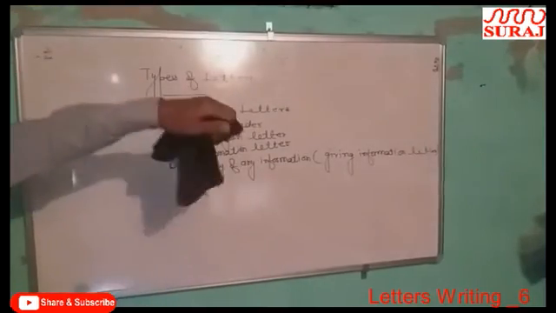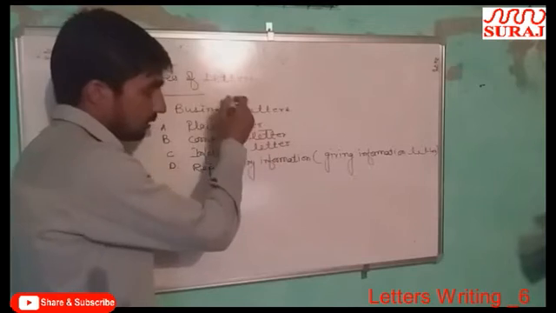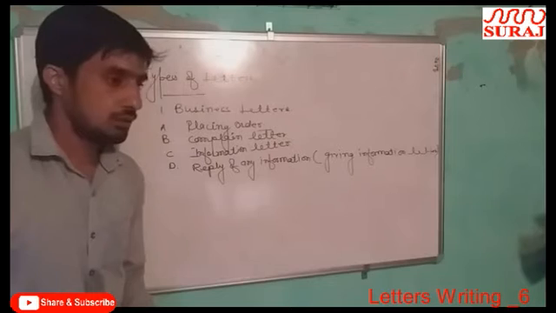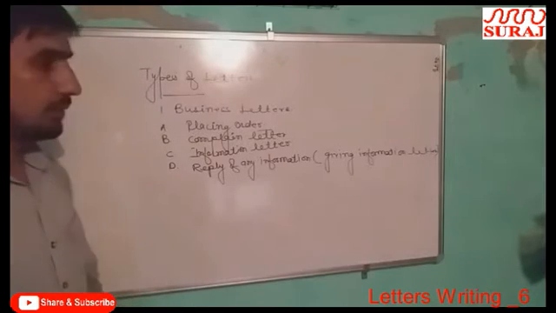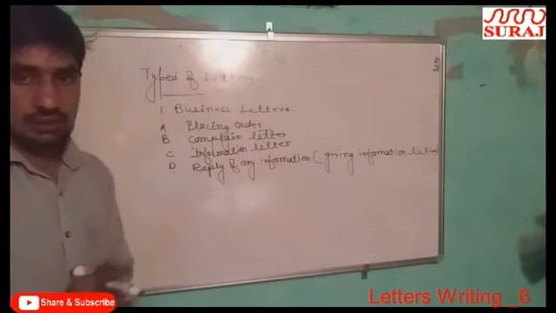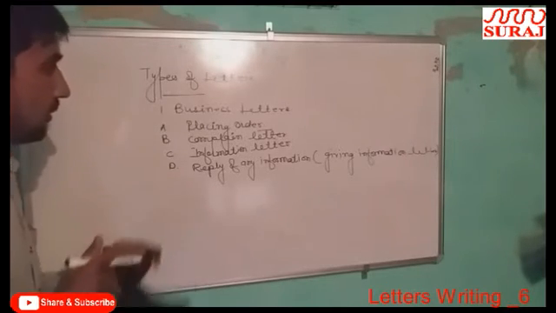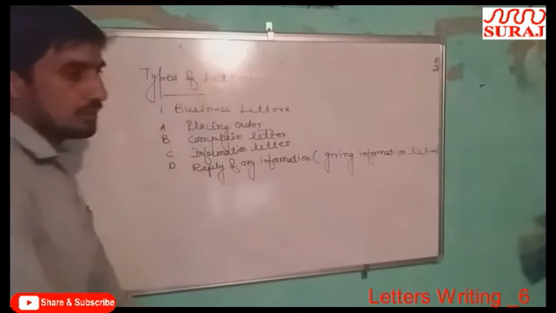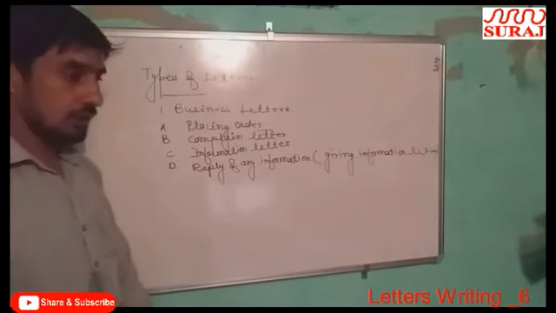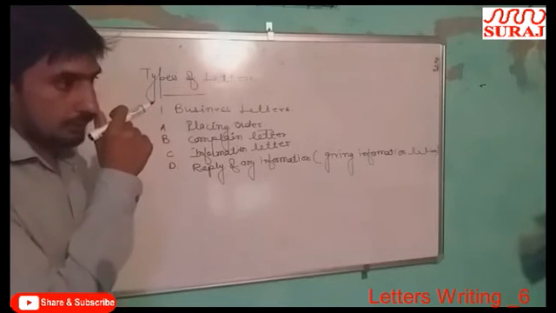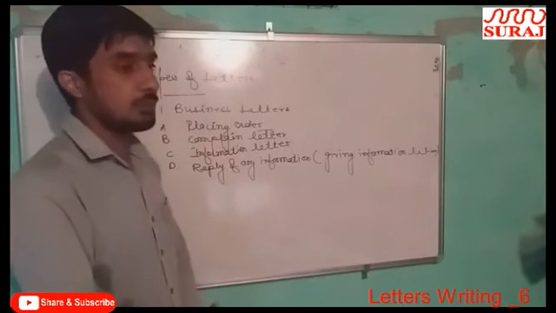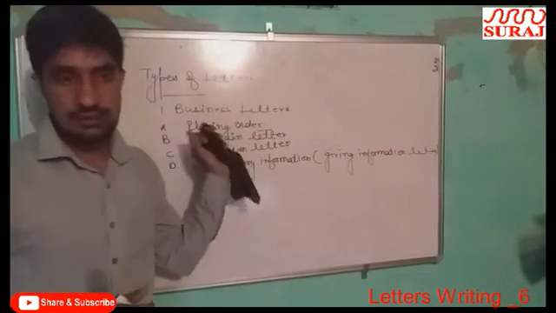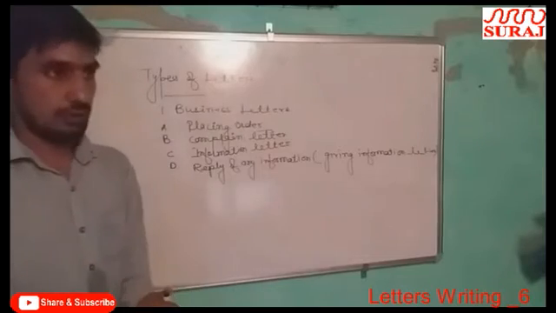In the first one, placing order: if we want to buy, if we need anything, that may be books, electrical appliances and other things, and we want to give an order to any company or any shop, for a bulk purchase or for individual purpose, this type of letter is known as placing order.